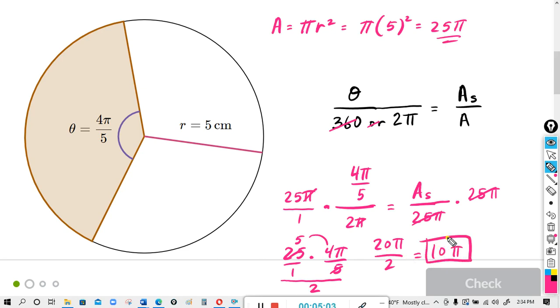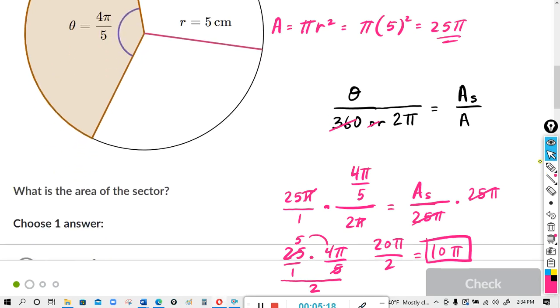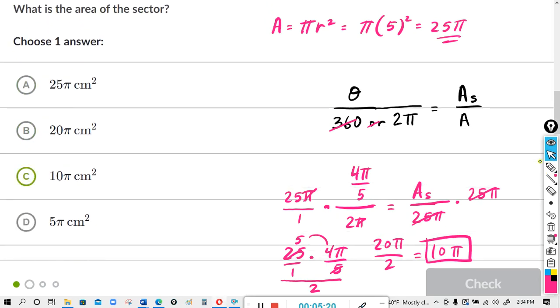Okay, so you could have done this on the calculator if you wanted to. 25 times 4 divided by 5, hit equals, and then divide it by 2. Okay, remember to leave pi alone and then just add it on at the end. So our answer is 10 pi. And since the radius was in centimeters, it got squared, and the area units are centimeters squared.